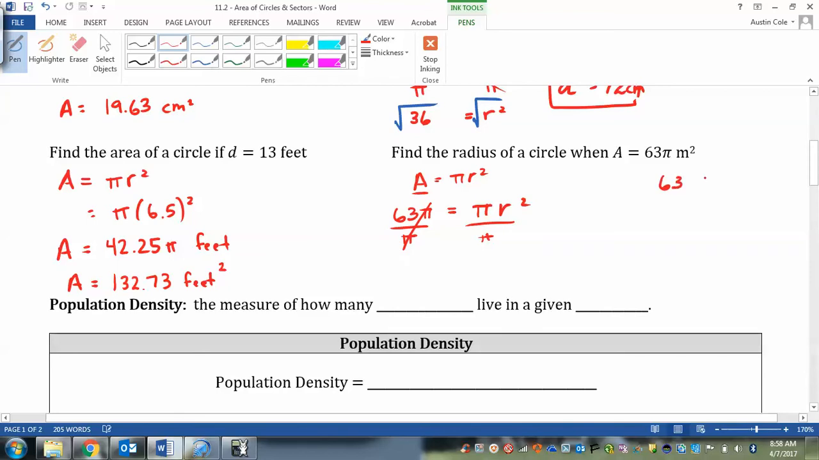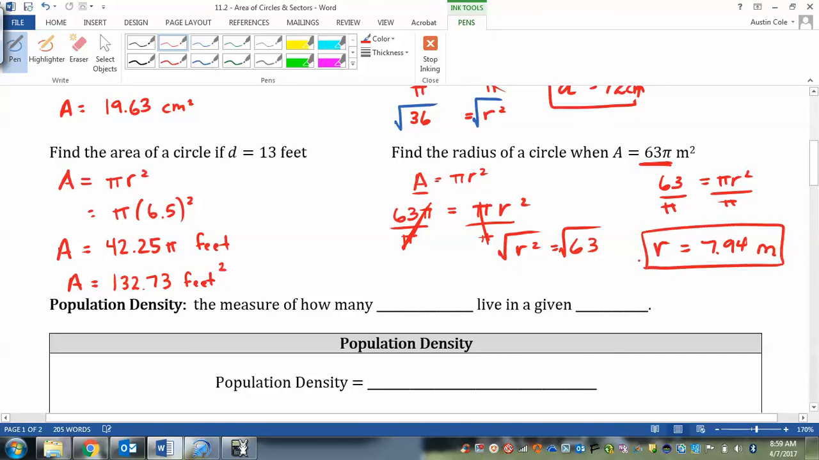I want you guys to understand this. If this was just 63 equals pi r squared, then we would divide both sides by pi and actually have to calculate that out. But since this is in terms of pi, an exact answer for the area, our pi's will just cancel. Now I'm left with r squared equals 63, and then we can square root both sides. My radius is going to equal the square root of 63, 7.94 meters squared. No, meters, right? Just meters, because this is a radius. It's a linear measure, not an area. Who's got questions for me?